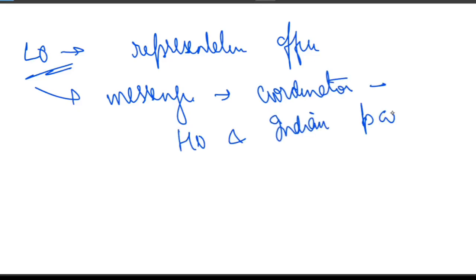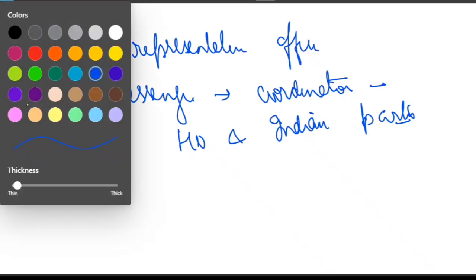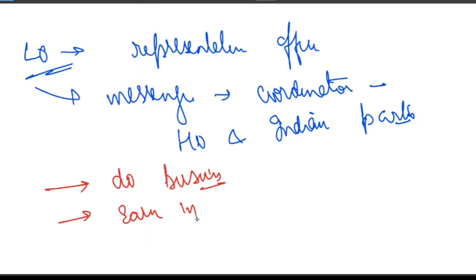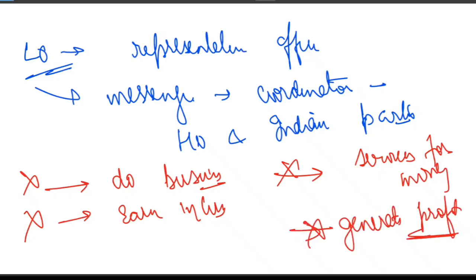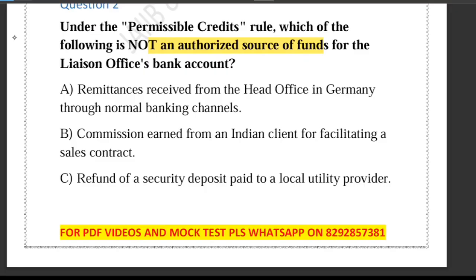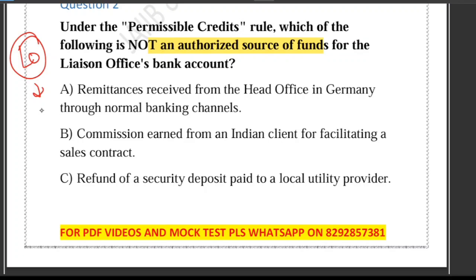So basically, what can it not do? Yes, there are things it cannot do. It cannot do business. It cannot earn income. It cannot provide services for money, and it cannot generate profit in India. So what we learn from this discussion is that if an LO is earning commission or earning a fee, that becomes a commercial activity.